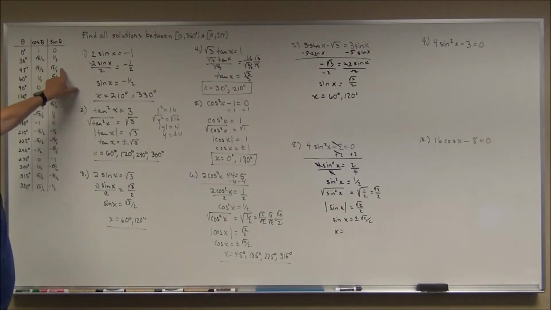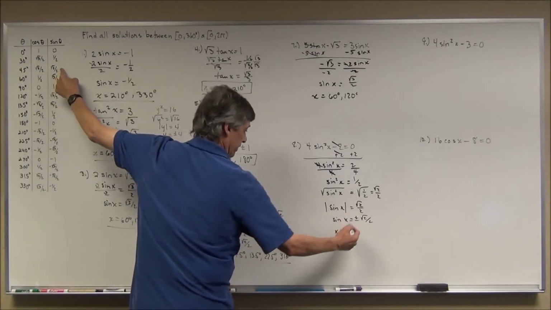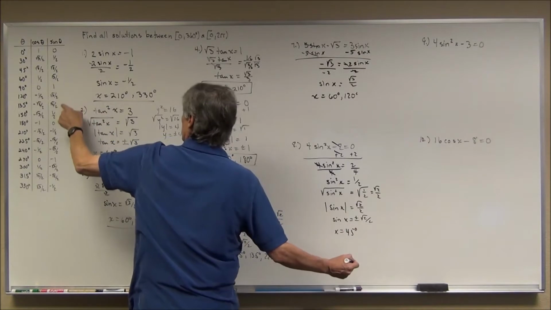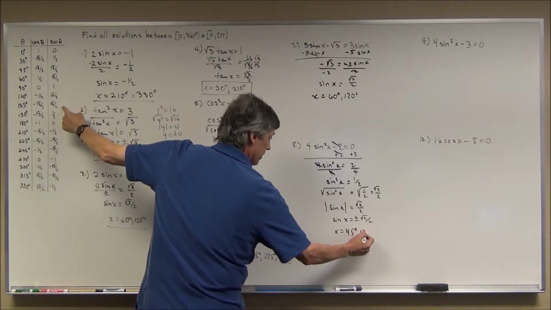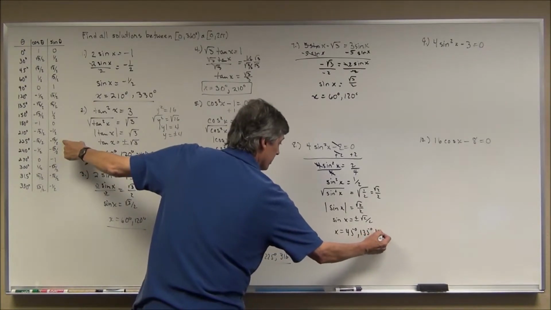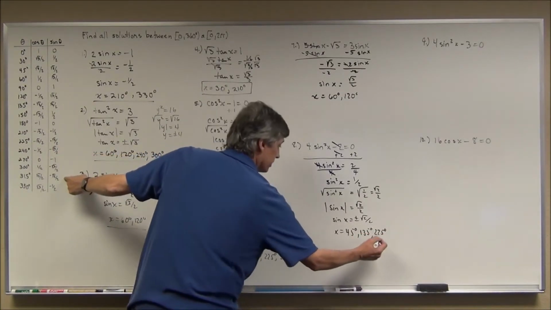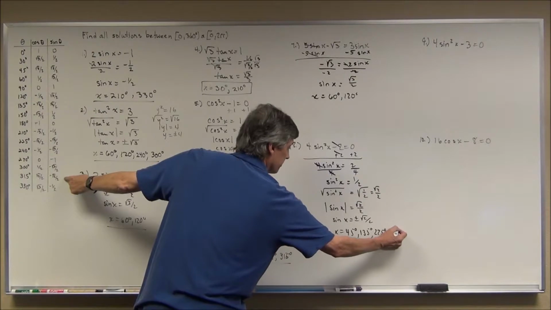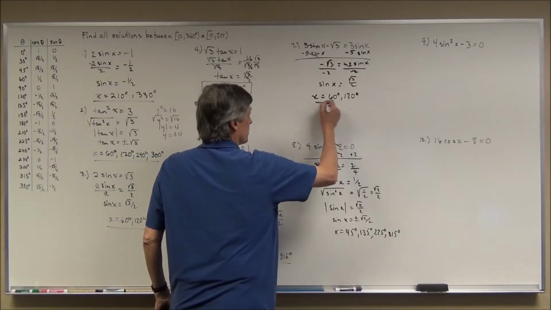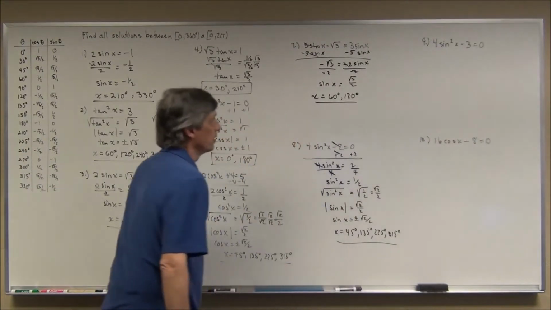So what values does that occur at? Well, for sine, the square root of 2 over 2 happens at 45. I also have to consider negative square root of 2 over 2. So at 45 degrees, at 135, at 225, and then all the way down here at 315 degrees. And those are my answers. So that's a degree sign there. So I have those and I have these right here.